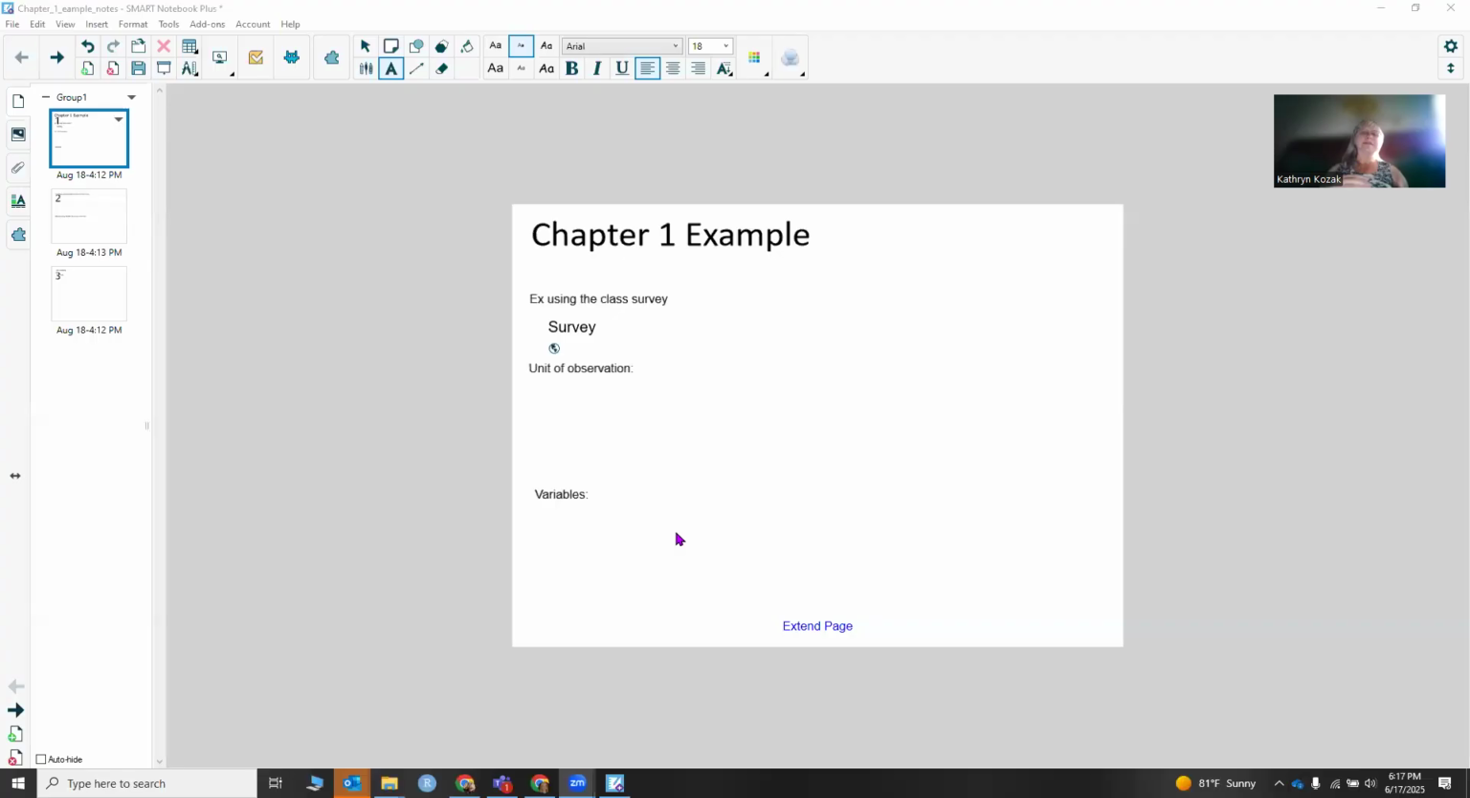So it's going to show us how to write down all of that information, the unit of observation, the variables, the population, the sample, and so forth from an example. So let's look at an example.